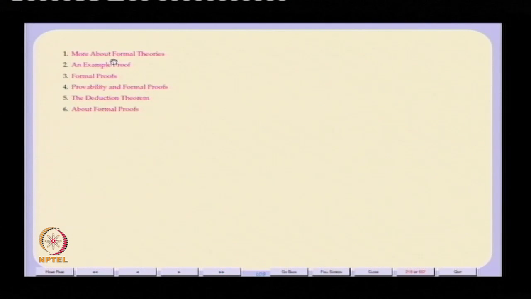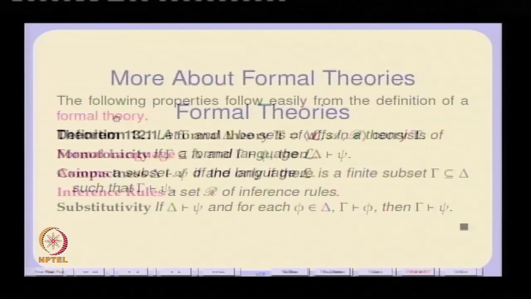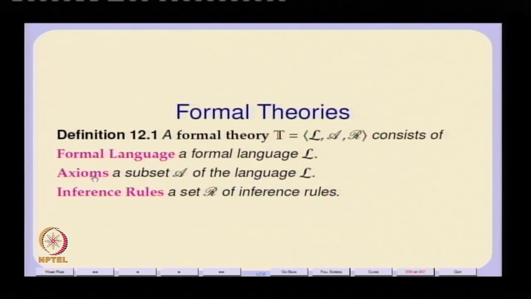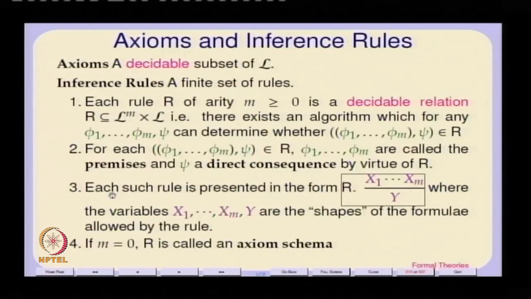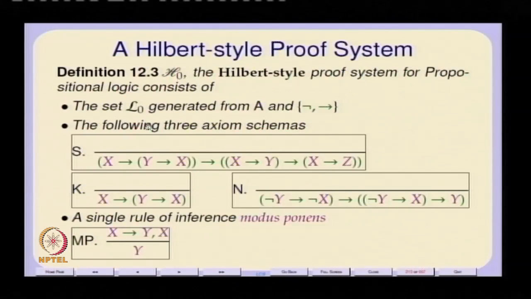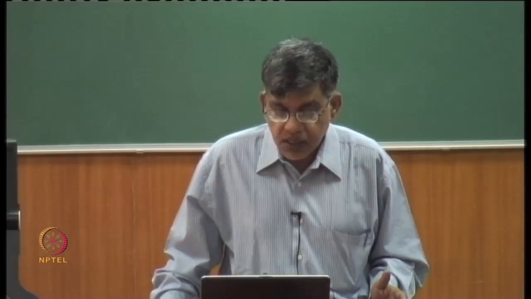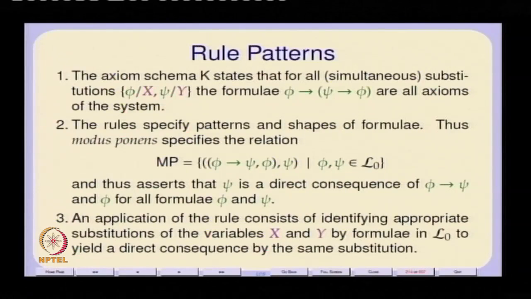And from the Hilbert style proof system we came up with the notion of formal theories, especially the monotonicity property, the compactness property, substitutivity, soundness of a formal theory. These are all axioms as a subset of the language. We gave a set of inference rules of these various forms. We spoke about axiomatic theories and decidability, and we went through these rule patterns, which as you can see are completely syntactic, and therefore they are not really concerned about the underlying content of the sentences about which we are reasoning, right.